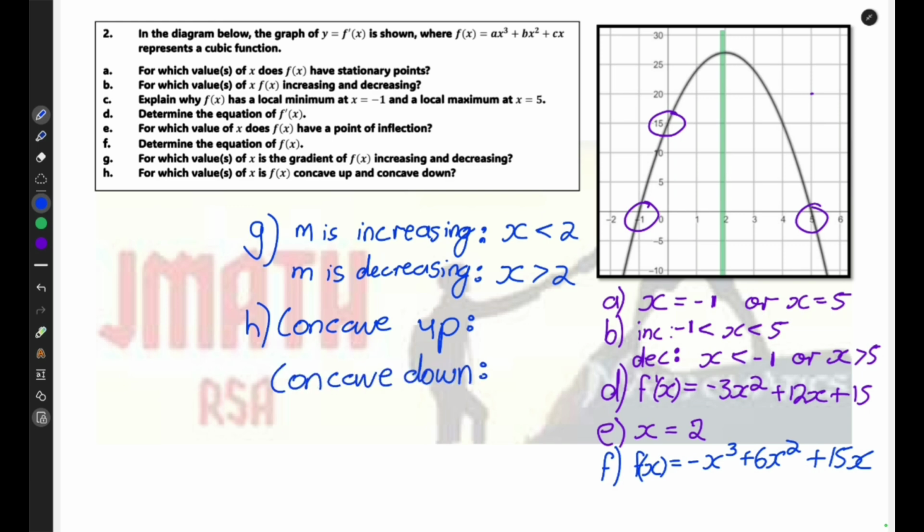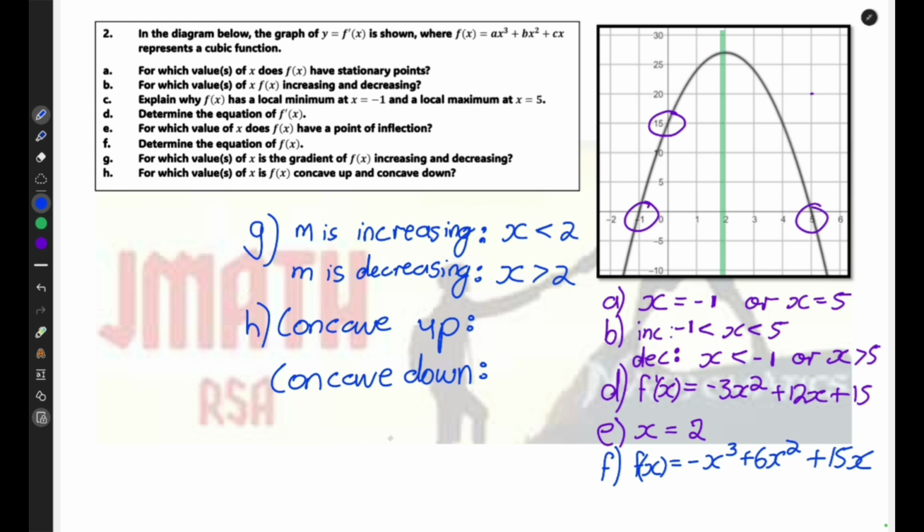Question H, for which values of x is f(x) concave up or concave down? Now there's many ways to answer this question. If you have the original sketch, then you know it is just, if I split the graph on that dot, the happy face is concave up and the sad face is concave down. So I don't have the original sketch. I can make a rough sketch because I know the dot is on 2, but I'm going to go a different way with this question.